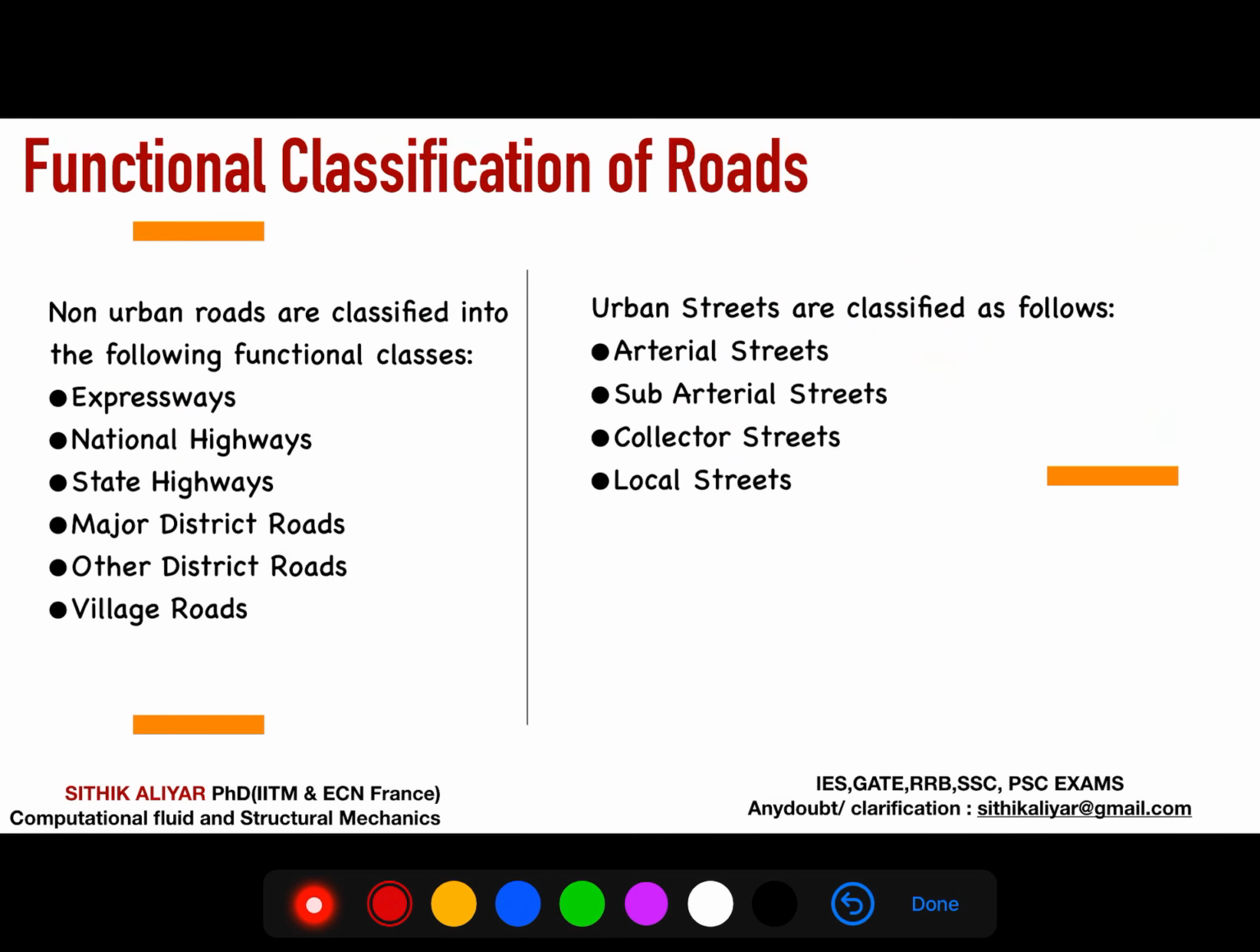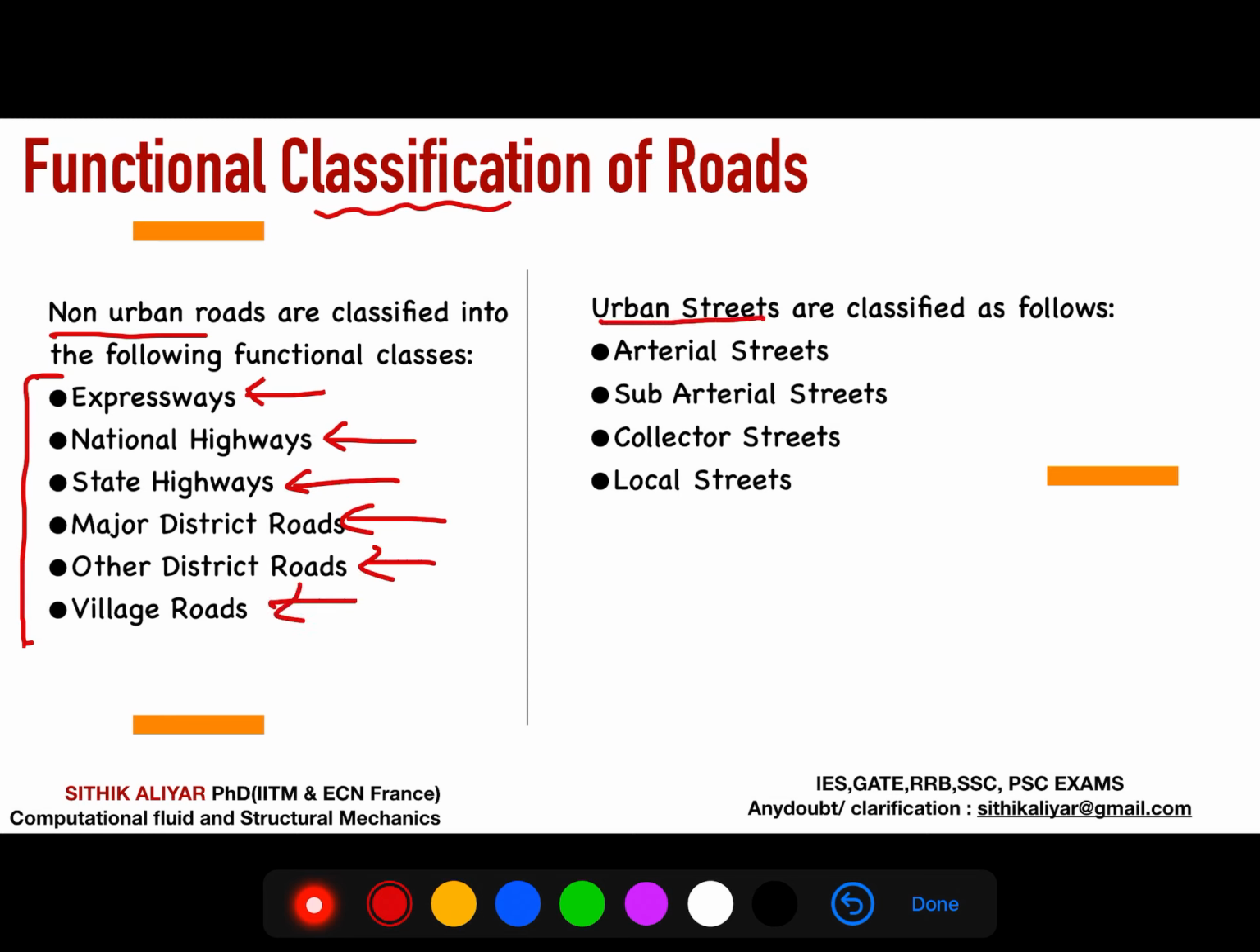Okay, next we have discussed something related to the functional classification of the roads in the Bombay plan or the first Nagpur plan. Anyhow, the non-urban roads are divided into this type of classification. So they divide into expressways, the geometry will be totally different. National highways, the geometry will be totally different. State highways, major district roads, other district roads, and village roads. And similarly, urban street roads. Okay, you mean in urban areas? They are divided further into 4 types of roads.